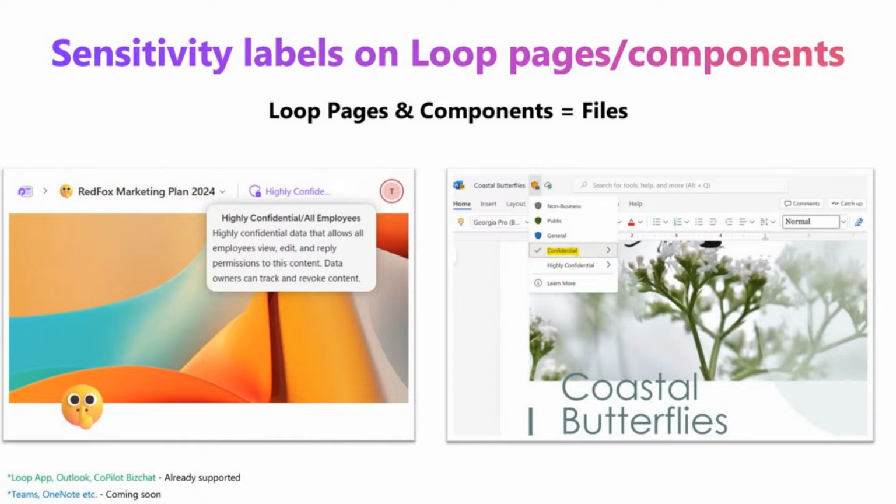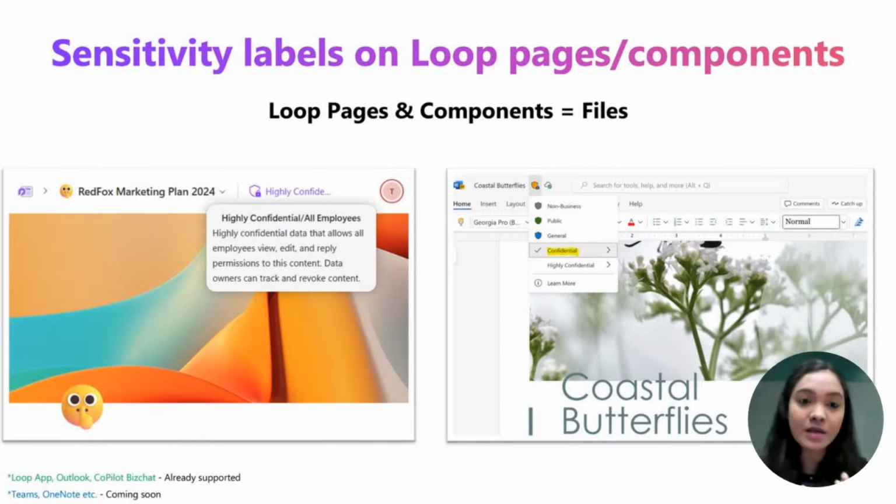So we can see the parallelism that is drawn between the Loop page or the Loop component and the Word file. This is, of course, intentional because we want to make sure there is minimal learning curve for our end users. Moving on to sensitivity labels for a Loop workspace.